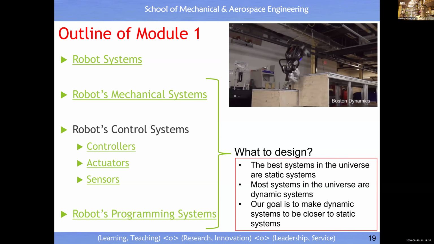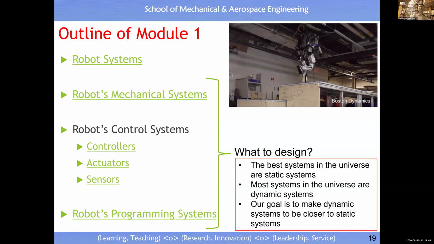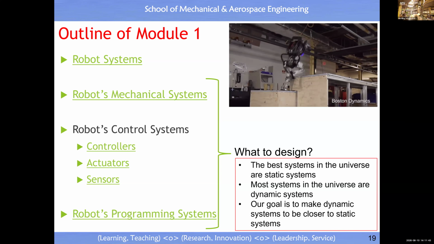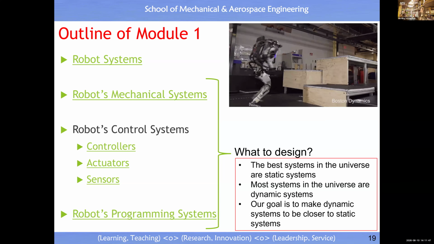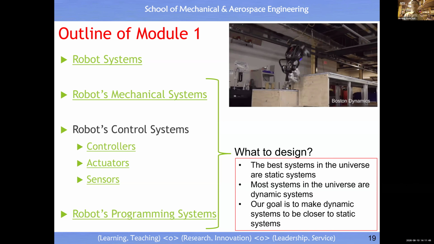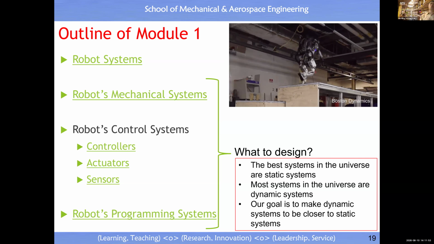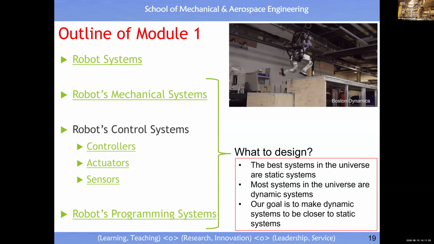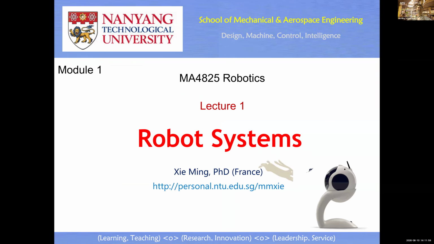Remember, for control theory, there are 3 basic building blocks: system under control, feedback module, control module. Understand? System under control, feedback module, control module. So for a robot, the system under control should be the robot mechanical system. That's it. So let's start with a quick review of what you have learned from control theory.